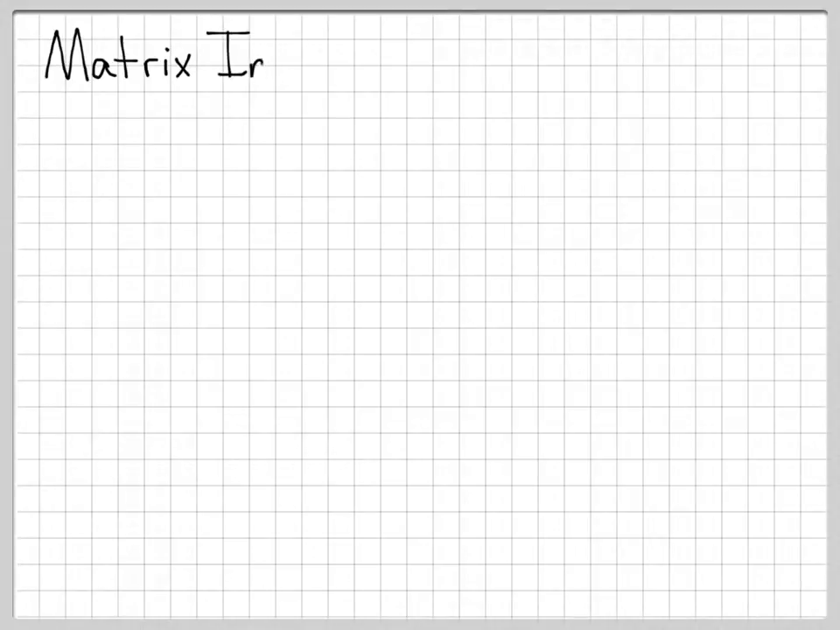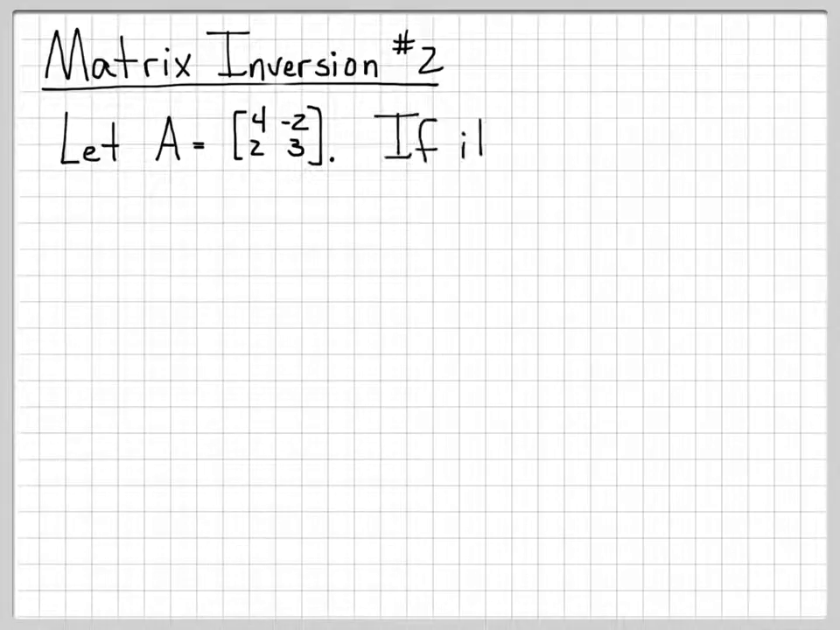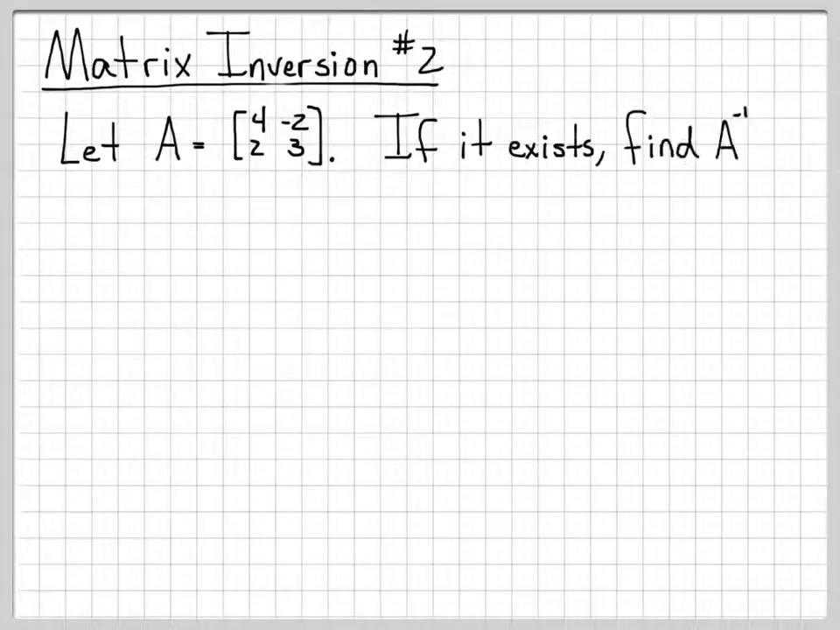Let's take a look at another matrix inversion problem. So matrix inversion number 2. We're actually going to look at the exact same matrix as we looked at in the previous video. The matrix A equals 4 and negative 2, 2, 3. And we're going to answer the exact same question. If it exists, find A inverse. The difference is, in this example, we're going to use an equation specific to 2 by 2 matrices.